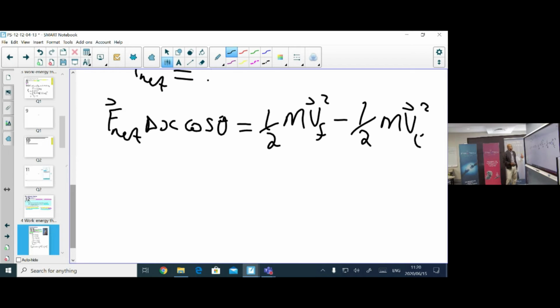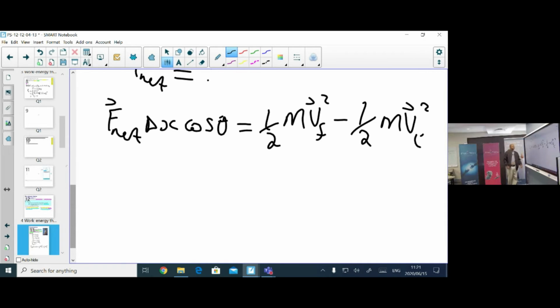Let us look at this. What is given? Do we have F net? We don't have. Do we have displacement? Yes, we have. What about the theta? Yes, we have. It is 0 degree. And then we have the mass. Yes. We have the final velocity. Yes. We have initial velocity. Yes. Okay, what we are going to do is to substitute the given information.